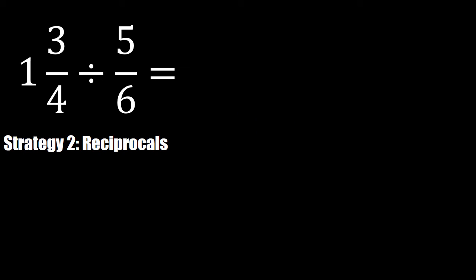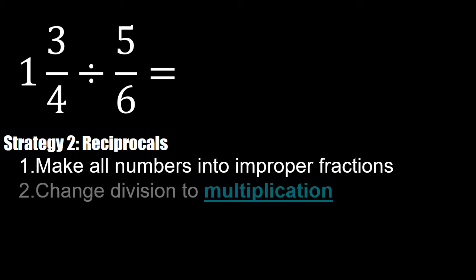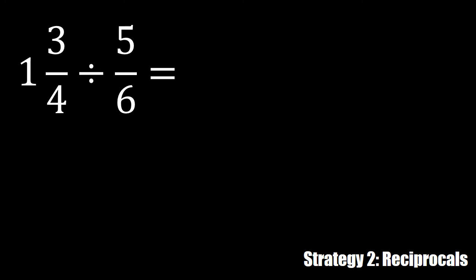So now let's use the strategy of finding the reciprocal. So I need to make all the numbers into improper fractions. I'm going to change the division sign to multiplication sign. I'm going to find the reciprocal of just the second fraction. Multiply and simplify. So let's take a look at how this is going to work.